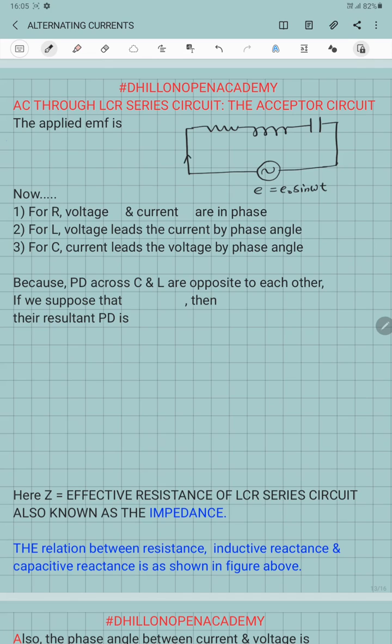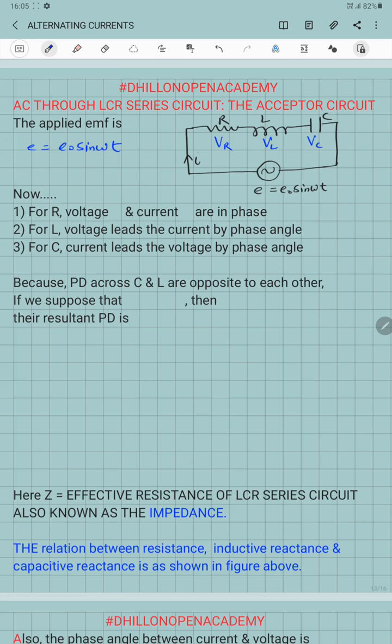The current running in the circuit is I. When this current is running through the circuit, it will develop some potential difference across each component. Let the potential difference across the resistance be VR, across the inductor VL, and across the capacitor VC. Now the EMF applied is E equal to E naught sin omega t.